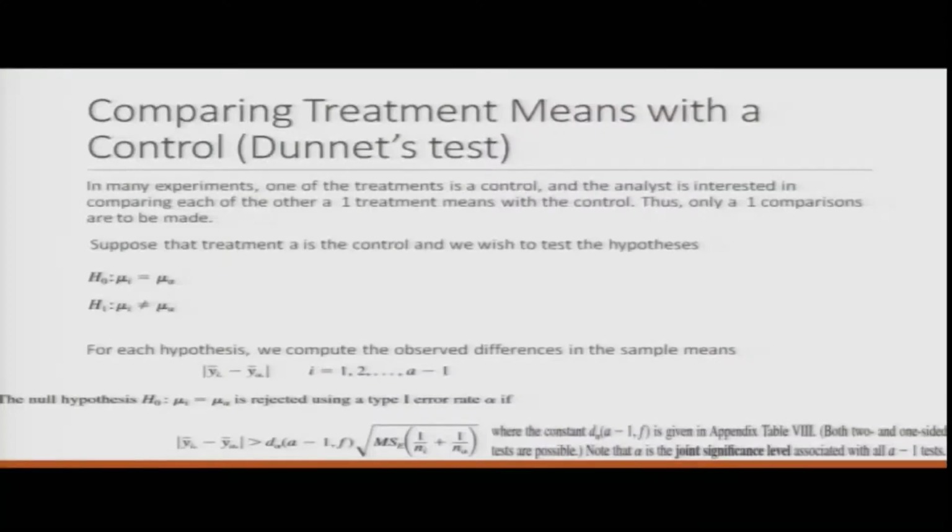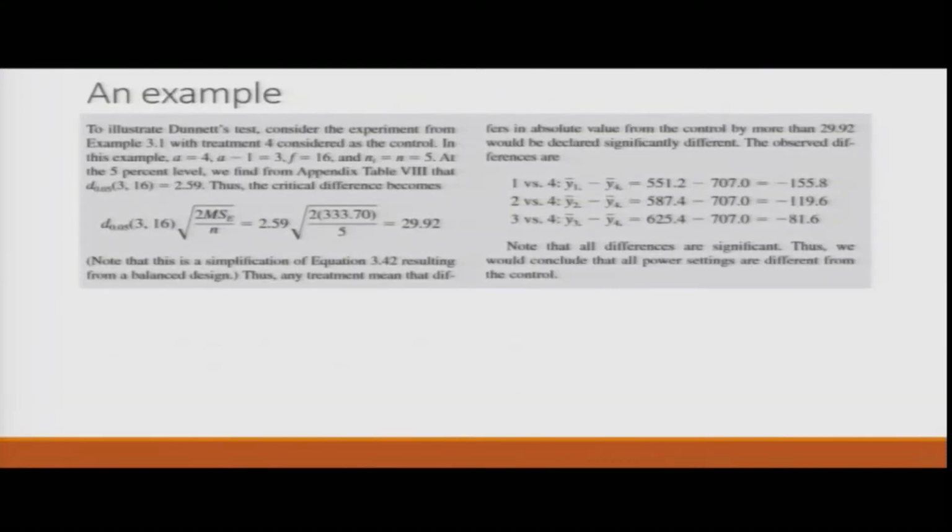So, you find the differences, and the mod of that is greater than the value d suffix alpha, a minus 1 comma f, where f is the total degrees of freedom and a minus 1 is the number of comparisons. The constant d suffix alpha, a minus 1 comma f is given in table 8. Both the one-sided and the two-sided values are given. Note that alpha is the joint significance level associated with a minus 1 tests, because a was the total number of etching treatments. Minus 1 because you are keeping one of them fixed.